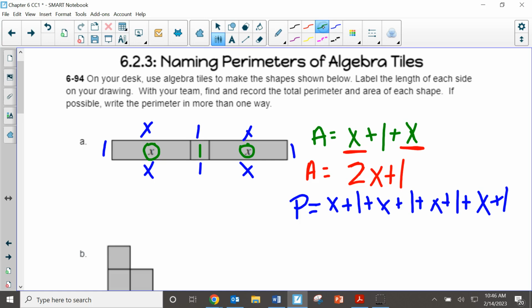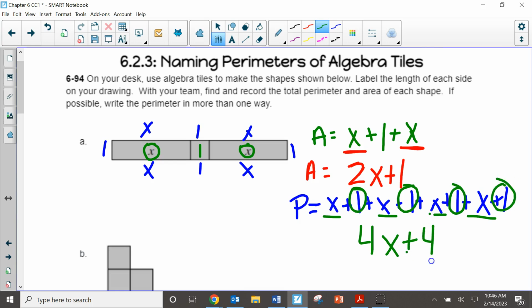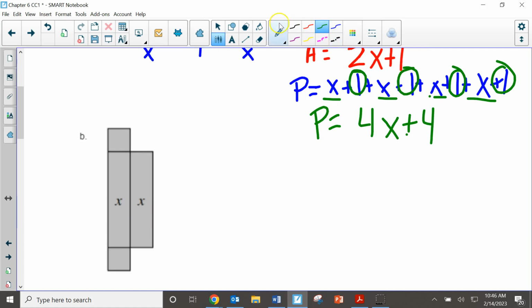And then you combine your like terms. So I'm going to combine all my x's. I have 4 of them. And I combine all my whole numbers. So that's my perimeter. And we don't know what x is, so that's all it stays. If they gave us a value for x, we could plug that in and solve, but we don't have that.